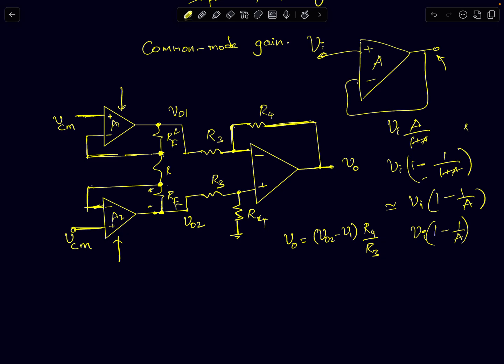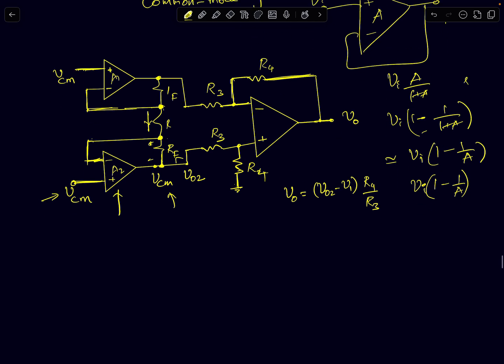Now, how do I analyze the impact of opamp gain on the CMRR performance? If you think about it, if you apply a common mode input, the output also comes to VCM. Assume the opamp is ideal: this node comes to VCM, this node comes to VCM, and this node comes to VCM. If this node is at VCM, no current flows through the resistor, and therefore the output nodes will also be at VCM. So as far as common mode is concerned, both these opamps, A1 and A2, act like voltage buffers.